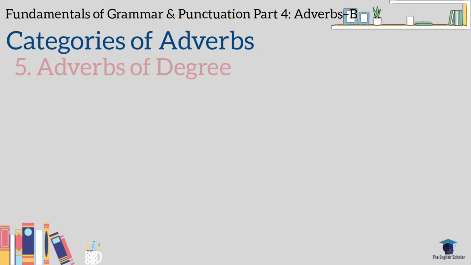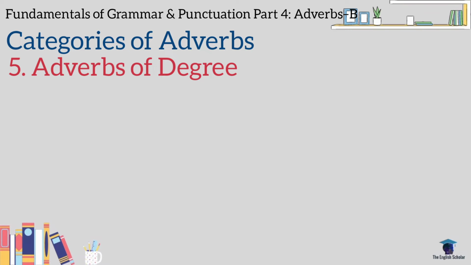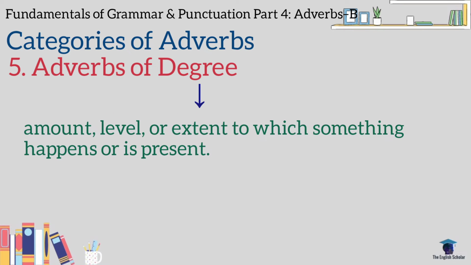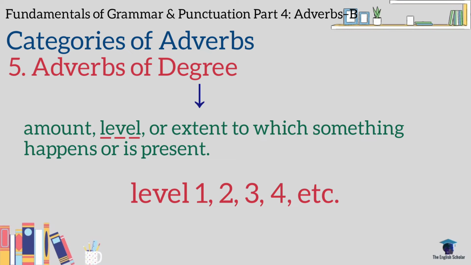Let's have adverbs of degree. Before we define adverbs of degree, let us first define what the word degree means. Degree, according to the Oxford Dictionary, refers to the amount, level, or extent to which something happens or is present. Let's highlight the word level. In school, we have this level 1, 2, 3, 4, and so on, or degree by Celsius, Fahrenheit, and etc. In English, we also have these adverbs of degree.